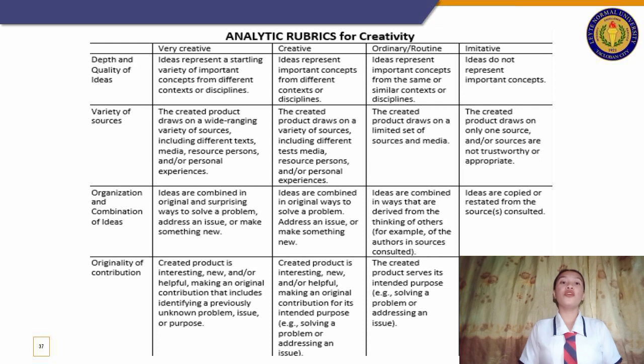So, for example, let's look at the example from Tacloban City. It falls under the imitative category, indicating that ideas are copied or restated from sources, and the creative product doesn't serve its intended purpose. So it is lacking both originality and functionality. It is a reminder that true creativity goes beyond imitation, involves originality, and serves a purpose.